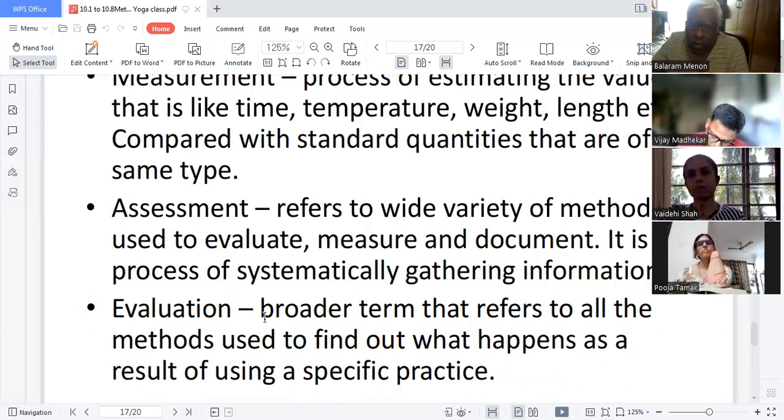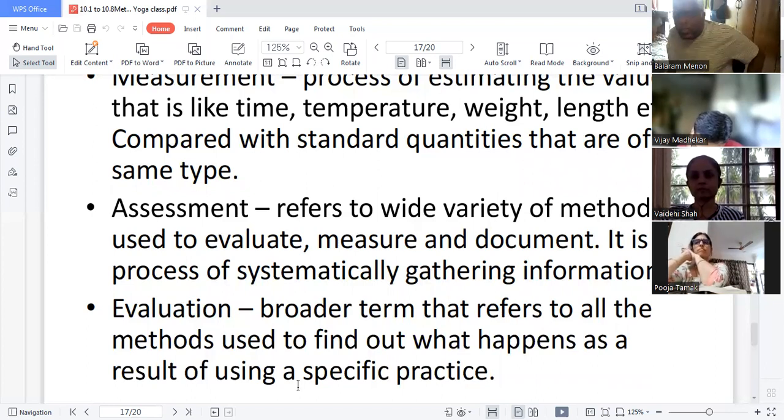Evaluation is the broader term that refers to all methods used to find out what happens as a result of using a specific practice. Say, for example, IT students or those working in IT will have two health issues. What are the two health issues? One is the cervical, second is the eyes.